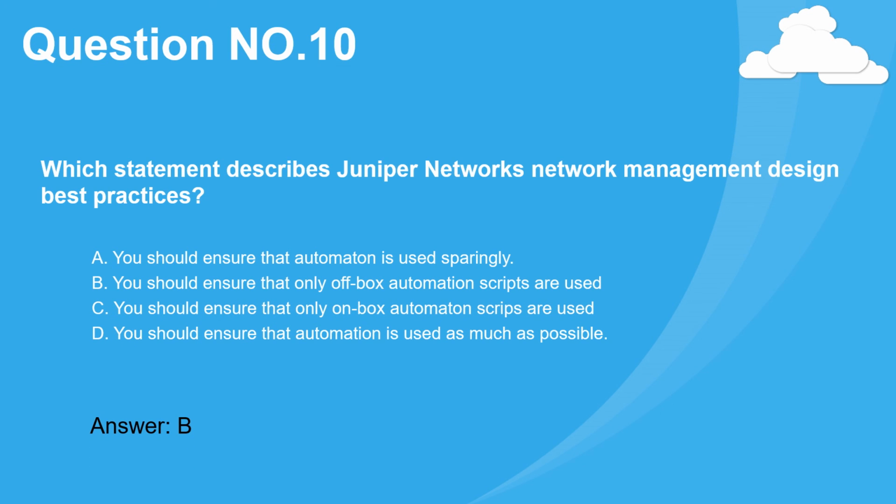Question number 10. Which statement describes Juniper Networks' network management design best practices? A. You should ensure that automation is used sparingly. B. You should ensure that only off-box automation scripts are used. C. You should ensure that only on-box automation scripts are used. D. You should ensure that automation is used as much as possible. Answer: B.